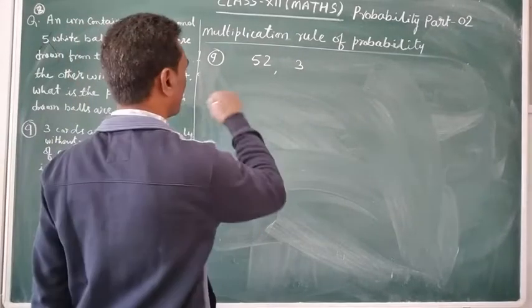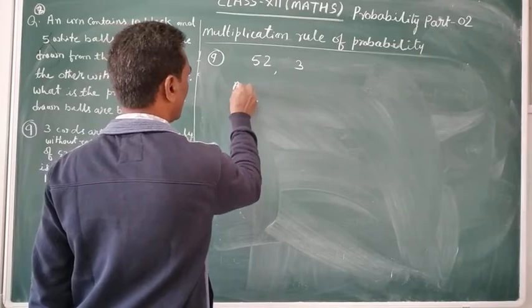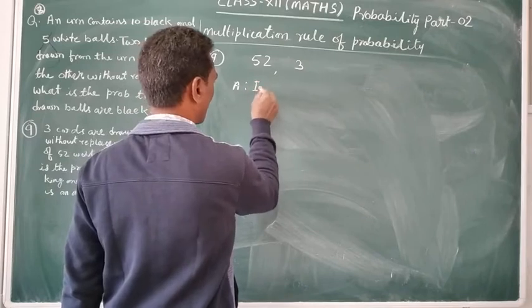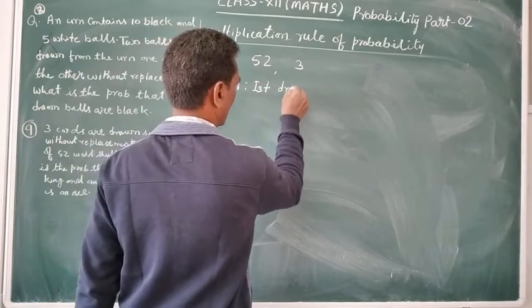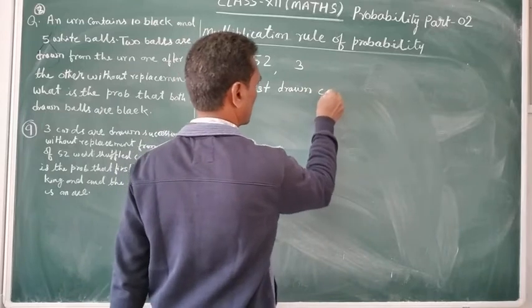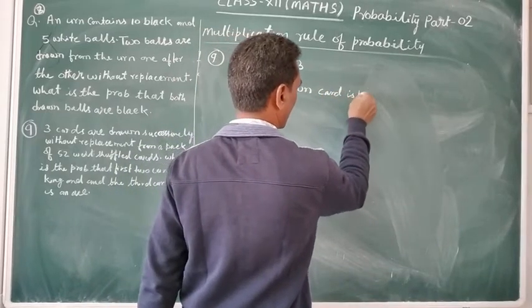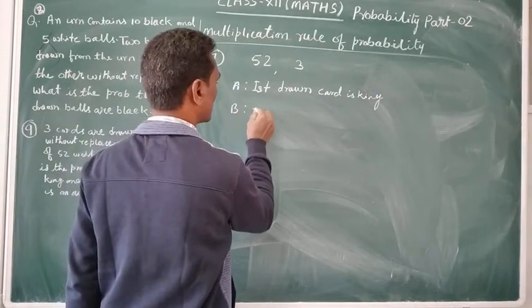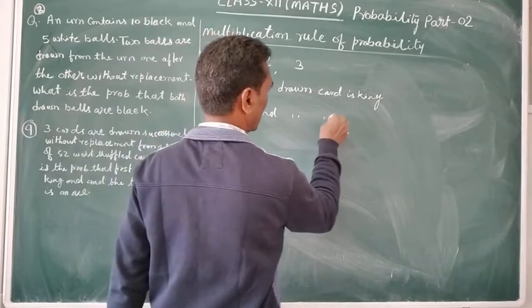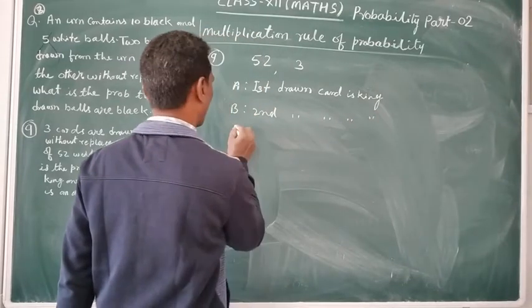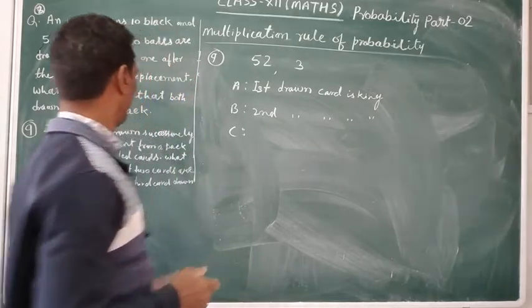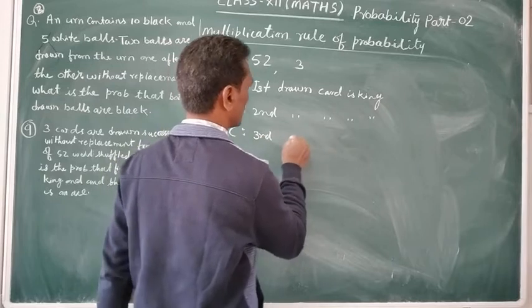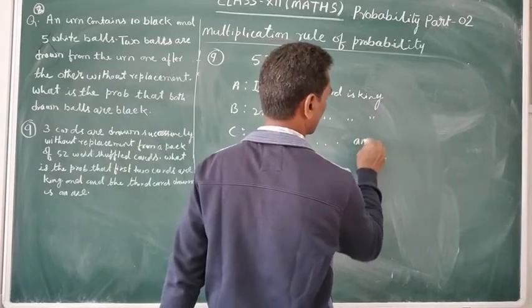So again here we have to assume 3 events. A is the event that the first drawn card is a king. Now event B, assume that the second drawn card is a king. Now the third card should be an ace.